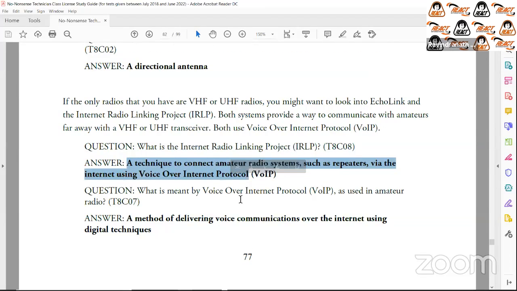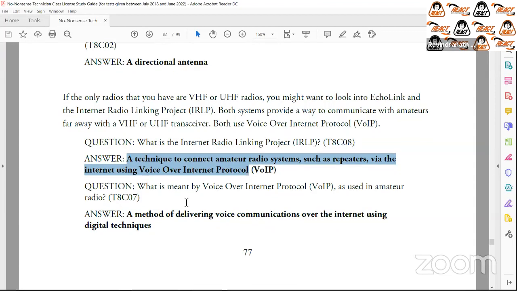What is IRLP, or the Internet Radio Linking Project? It's a technique used to connect amateur radio systems, such as repeaters, via the internet using what? VoIP, Voice over Internet Protocol. So that's what IRLP is.